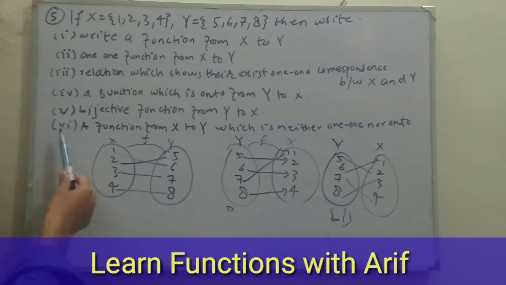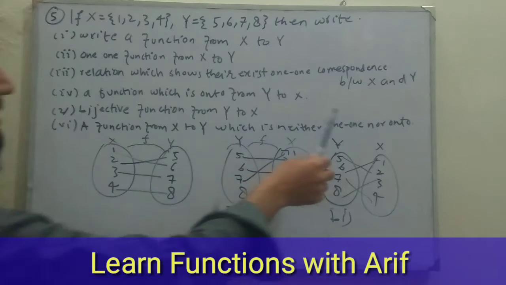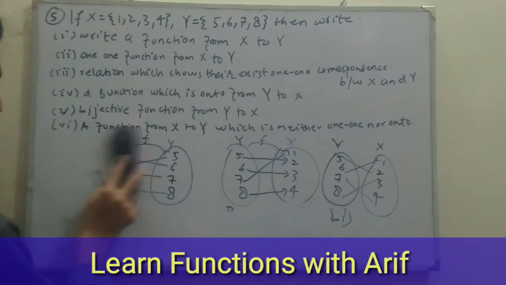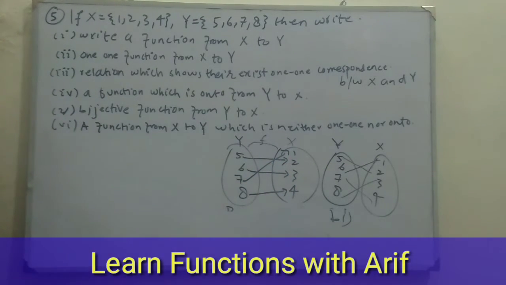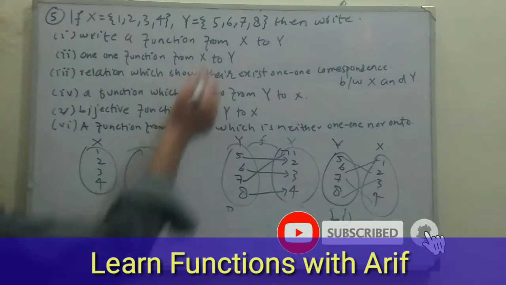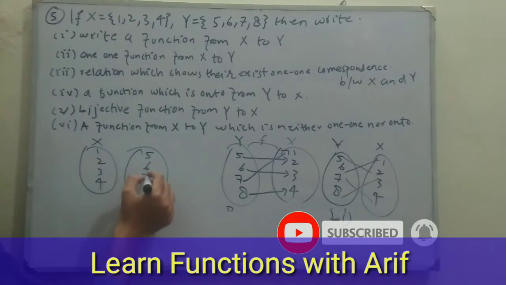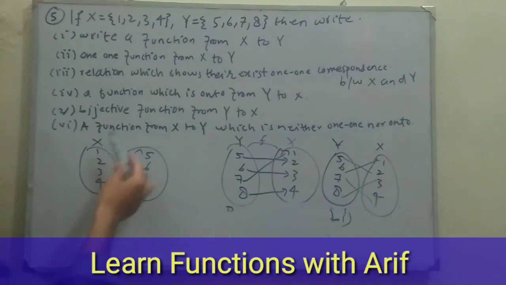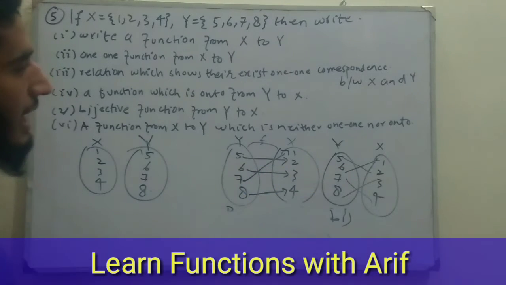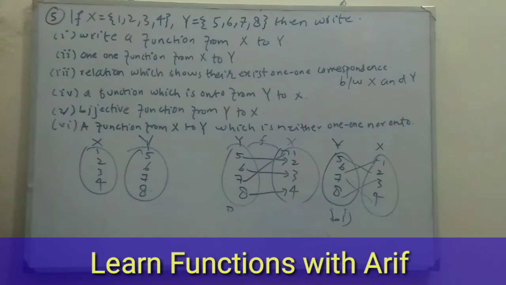Now part 6 tells that a function from x to y which is neither one-one nor onto. So we draw over here a function from x to y. So first we will draw x. So our x is 1, 2, 3, 4 and our y set is 5, 6, 7, 8. And that tells that a function from x to y which is neither one-one nor onto. So onto are those functions in which either a single element or more than one element is not mapped with the first element over here.